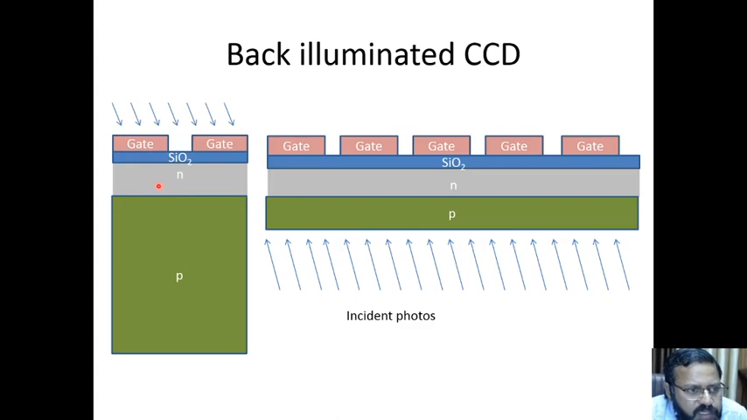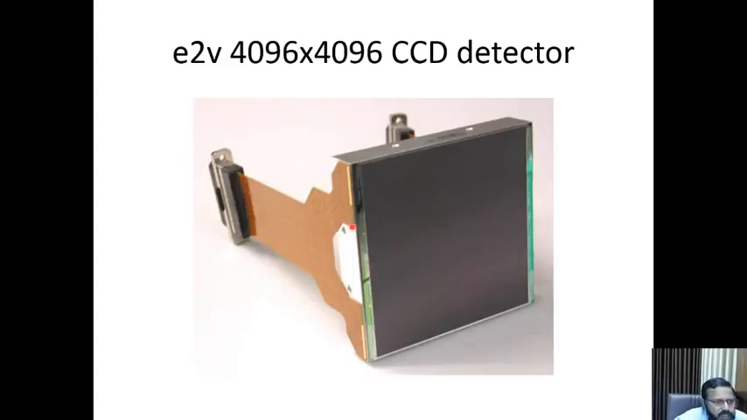So in astronomy, because sensitivity is desired, back illuminated CCDs are used where the substrate is thinned out to 10 micron so that it is transparent to the incident photons. So this kind of back illuminated CCD is mostly used for scientific imaging. Typically this is how a CCD detector used for astronomy looks like. It is developed by E2V and it has 4000 by 4000 pixels. It's a 16 megapixel scientific grade CCD detector.